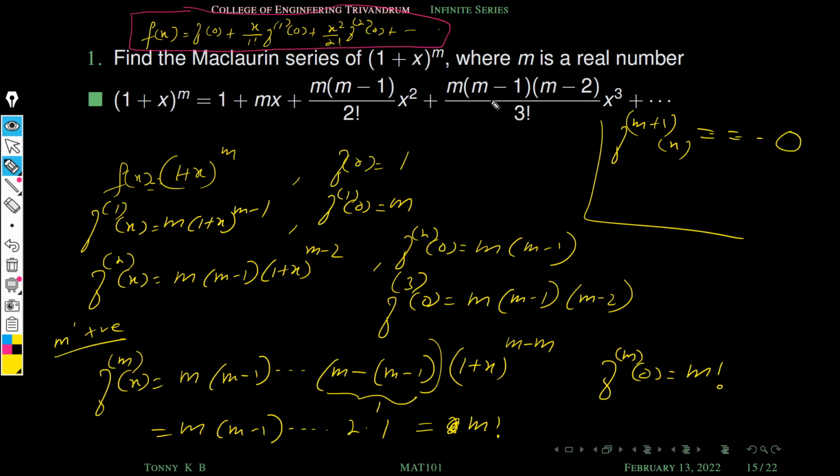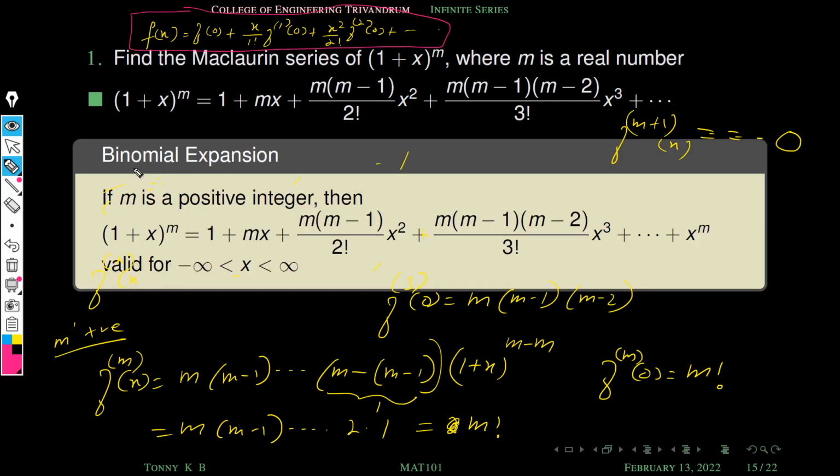So this series expansion contains only finitely many non-zero terms. The rest of the terms are 0. That is a special case of this expansion, and that is called the binomial expansion. So if m is a positive integer, then 1 plus x raised to m contains only finitely many terms. And what is the last term? The last term corresponding to fm of x.